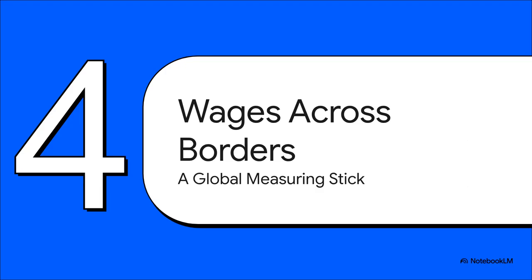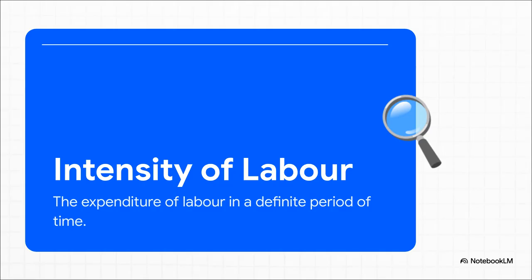But this logic doesn't just stop at the factory door. For our final section, we're going to see how the piece wage becomes an incredibly powerful tool for capital, not just locally, but on a global scale. To really get its global function, we need to be clear on this concept: the intensity of labor. This isn't just about how long you work. It's about the sheer amount of energy and effort you expend in a given period of time.